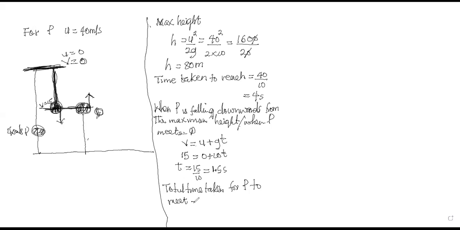So the total time will be 4 plus 1.5, and this is equal to 5.5 seconds. What it means is that by the time P meets Q, P has traveled 5.5 seconds.